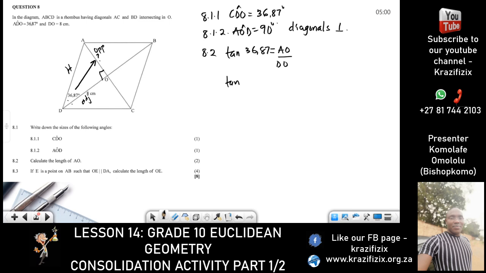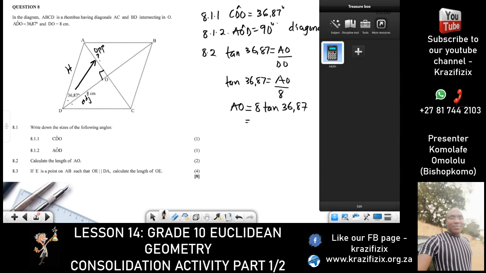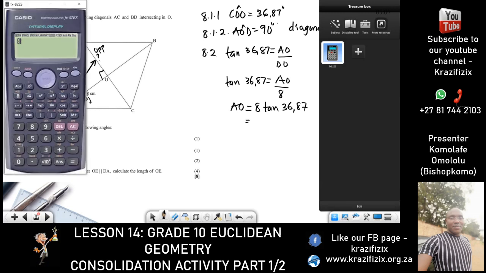So we can then have that tan 36,87 equals AO over DO. Do we know our AO? That's what we're looking for. And our DO is 8. So AO is simply 8 multiplied by tan 36,87. Alright, let's quickly borrow a calculator. 8, tan, 36,87, and our answer is 6.